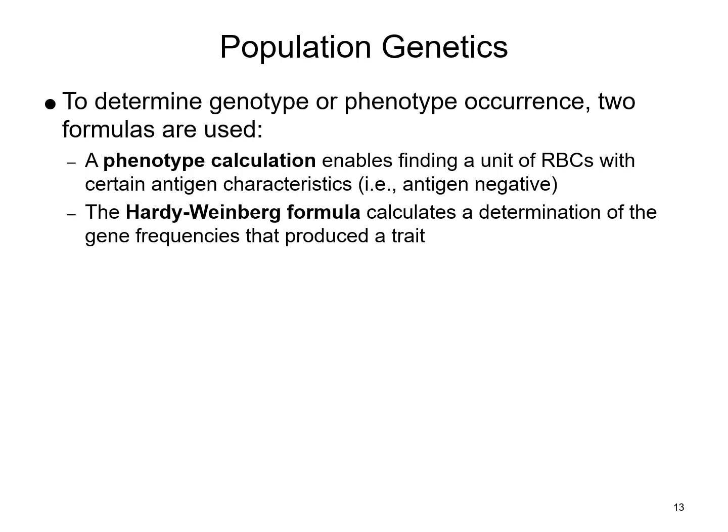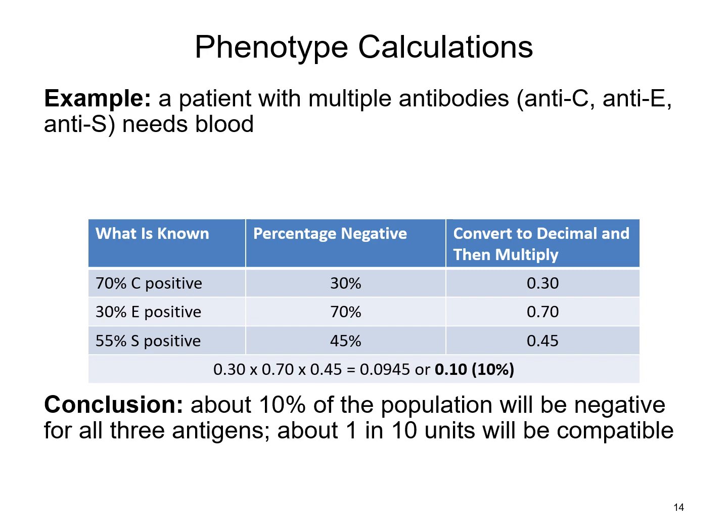So a phenotype calculation enables you to find a particular unit of red blood cells based off a certain antigen characteristic. It lets you know how many units you would need to screen to get the particular unit you would want. Now, the Hardy-Weinberg formula calculates a determination of the gene frequency that is produced by a particular trait. Phenotype calculations are done by knowing the frequency of an antigen expression. We'll talk about each individual antigen and their expressions a little bit later, but for now, we're just talking about the calculations to get there.